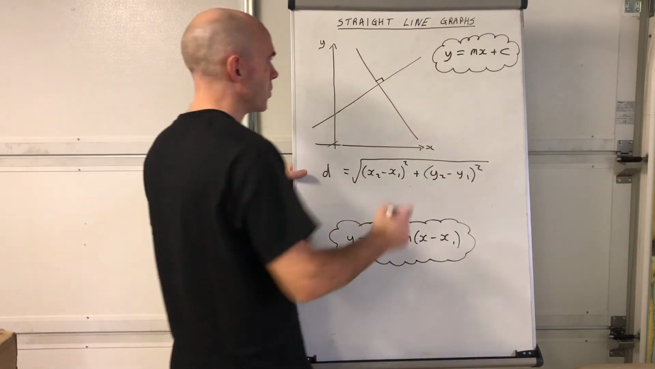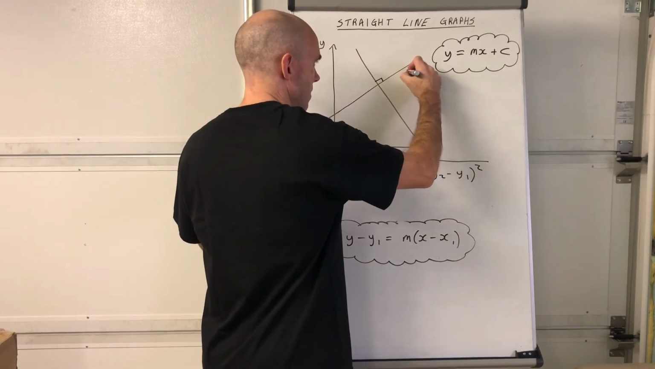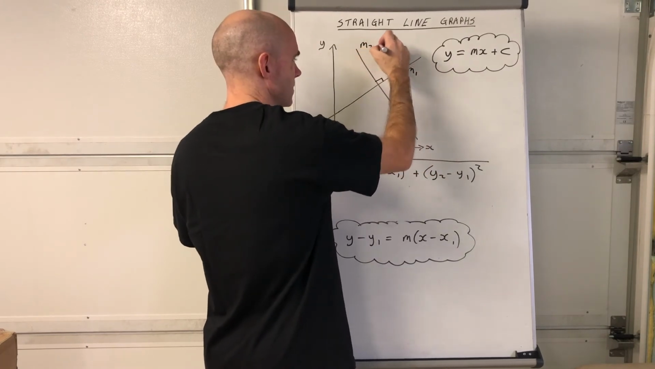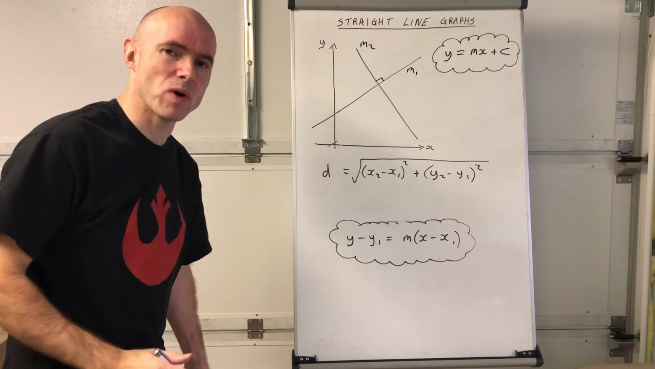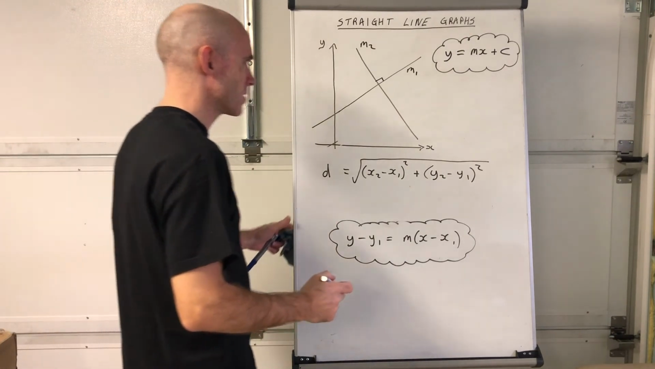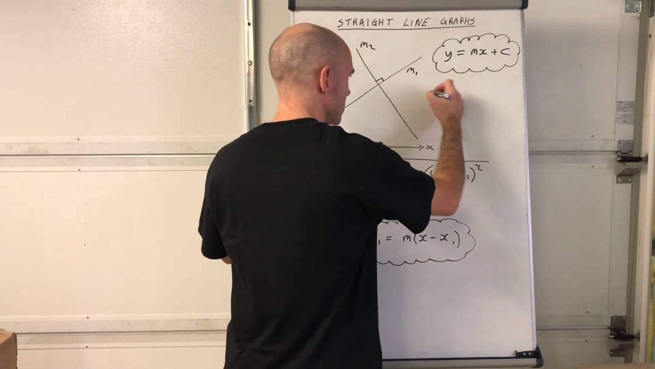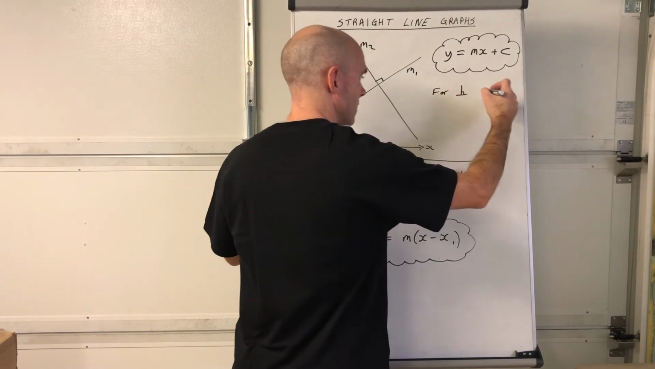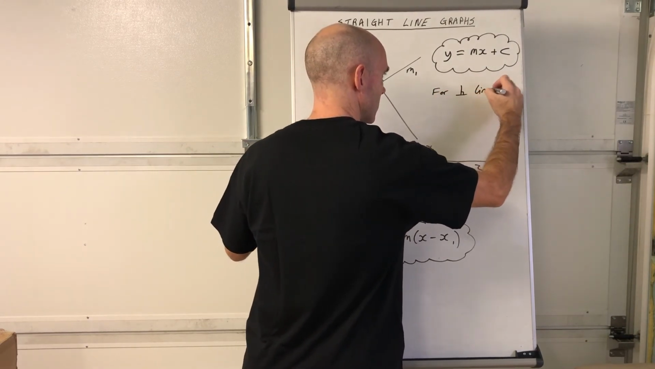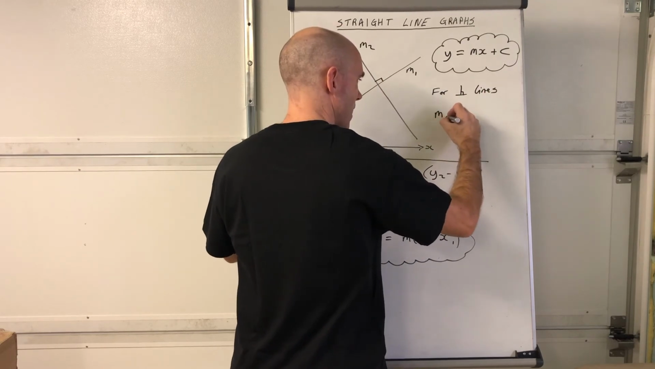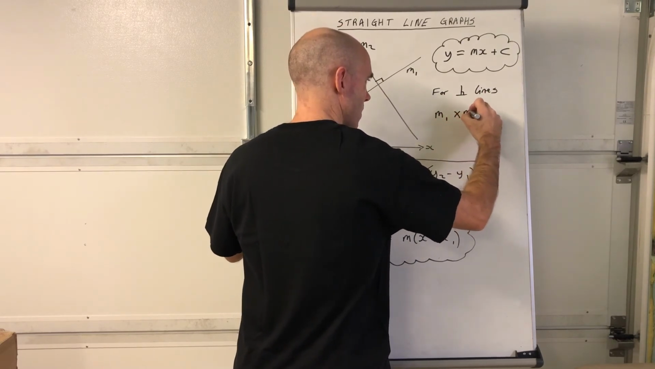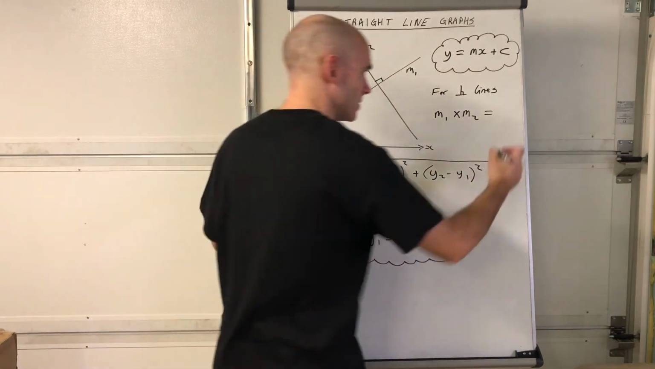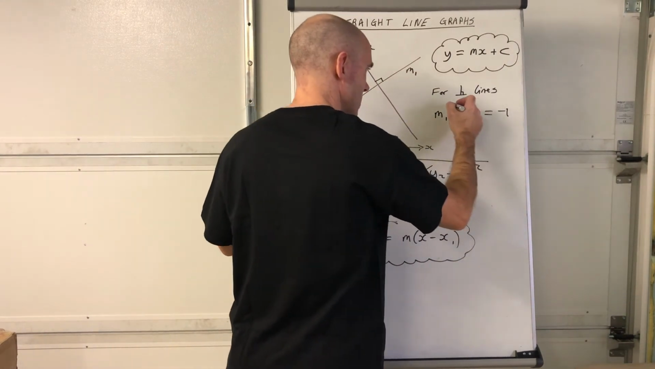If I call these gradients m1 and m2, that would be better. Then what can we say about m1 and m2? Well, I'm going to write it here. So for perpendicular lines, and here's the symbol I use for perpendicular, can you remember what we say about m1 and m2? The product of their gradients is -1.